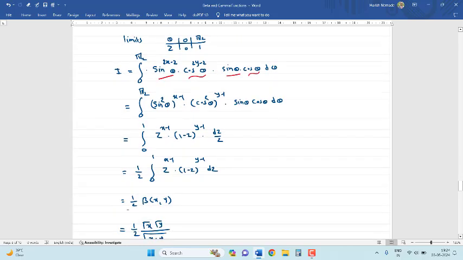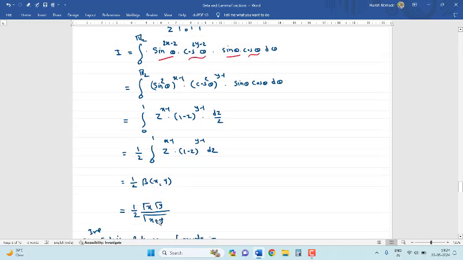So the value of the integral is 1 half beta x, y, but we know that beta x, y is gamma x into gamma y upon gamma x plus y. Thus the value of the given integral is 1 half gamma x into gamma y upon gamma x plus y.